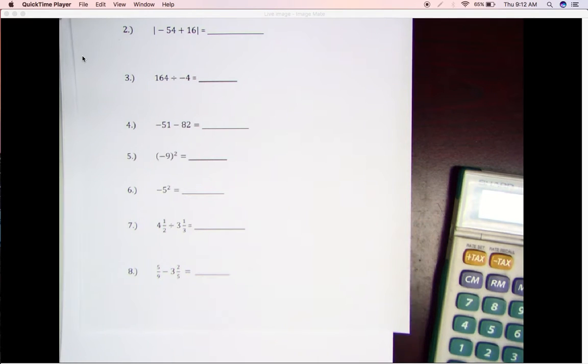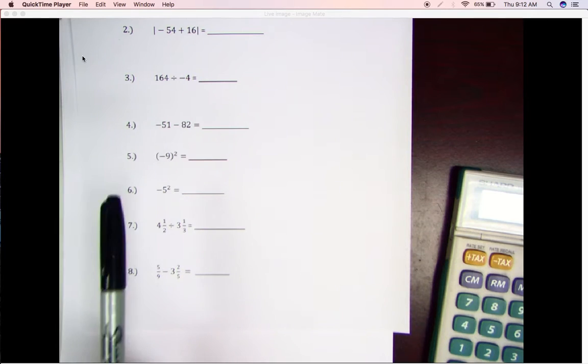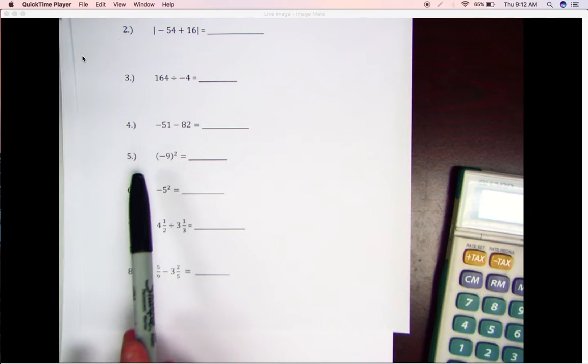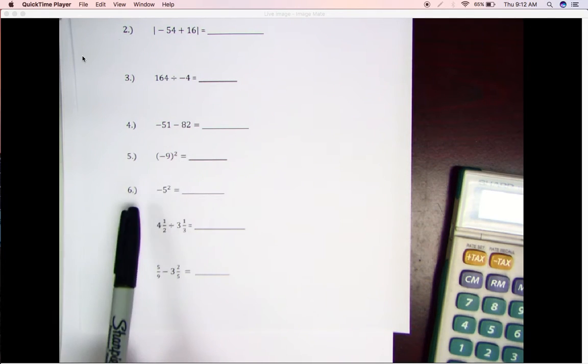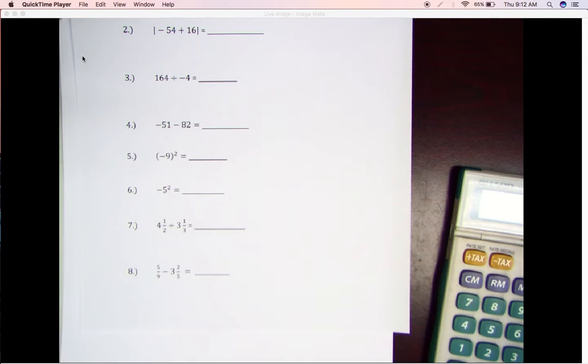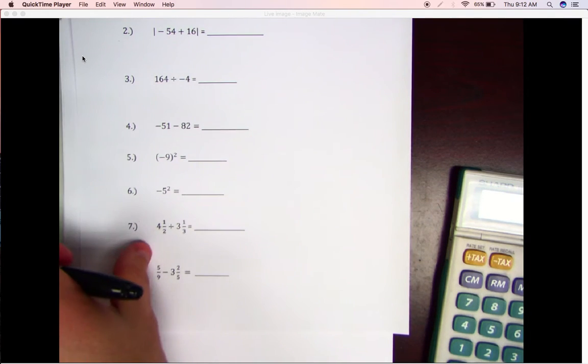We're going to take a look at another problem on the homework, -5 squared. Now I'm also going to show you the differences between the problem that we just did, -9 squared with the parentheses, versus a -5 squared without the parentheses. So this one, what we're going to do is a -5 squared.